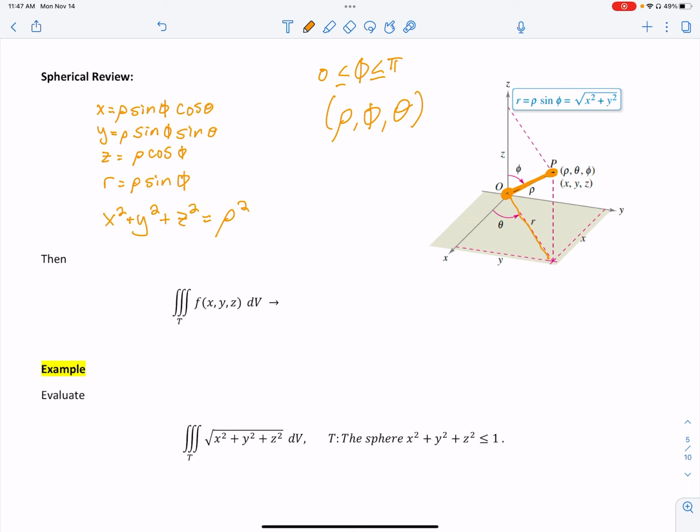Phi is always between 0 and pi. As we talked about earlier this semester, it is the angle from the positive z-axis down to our rho. Usually we keep that in our yz plane, as you'll see in our example below. And then the last thing is our theta, which acts just like polar. It's the rotation from the positive x-axis in the xy plane.